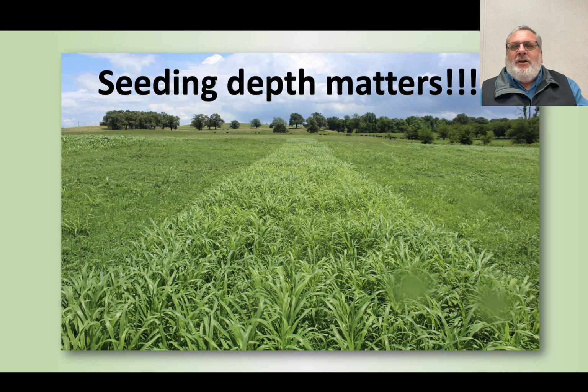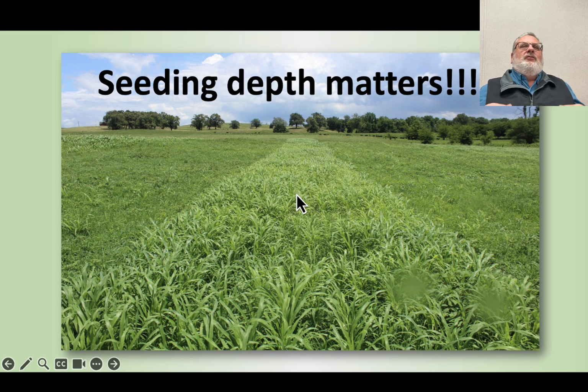Seeding depth matters. Let me tell you about this picture. So in the middle of the picture, we've got one strip of pearl millet. And what happened is that the extension agent decided that this seed was not going deep enough when he was seeding this pearl millet. So he lowered the drill, and when he did that, he put the small seed pearl millet too deep in the soil. And when he did that, he did not get a stand. So he only got a stand on the first drill pass in this particular example.